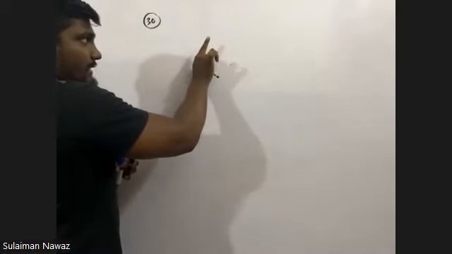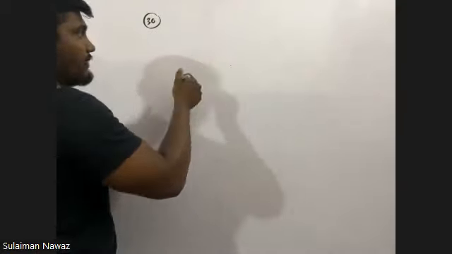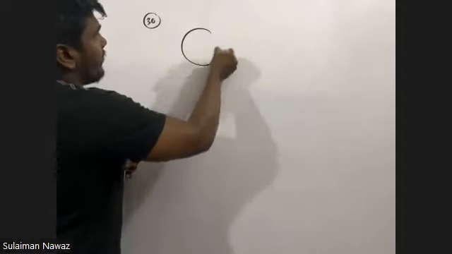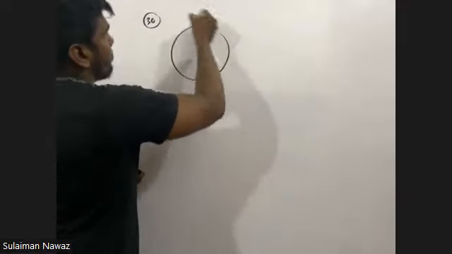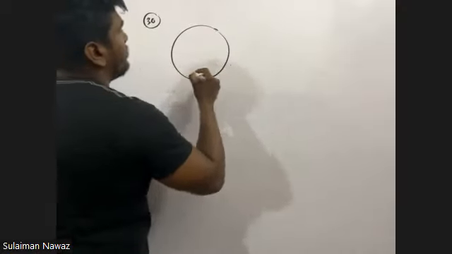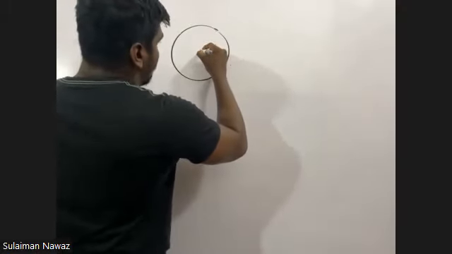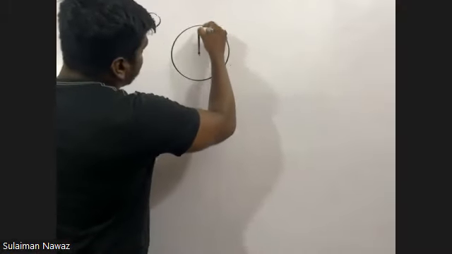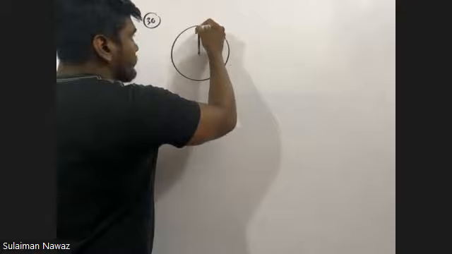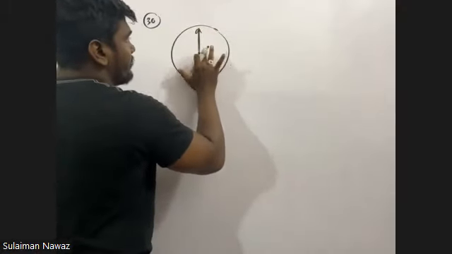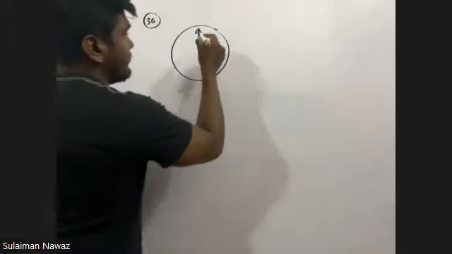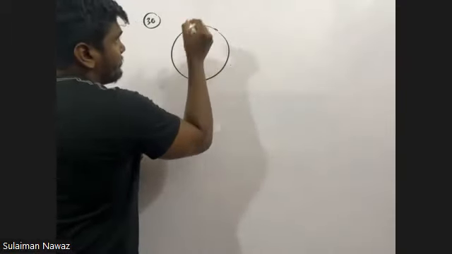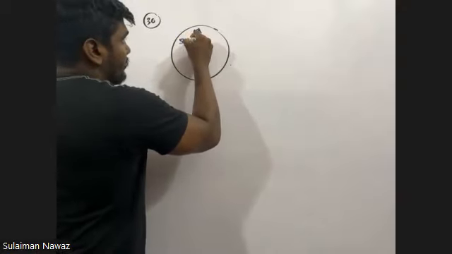Now we know that in a clock there is a second hand, a minute hand and an hour hand. So when we consider the second hand in a clock, this is my clock. Let's say initially your second hand is exactly here. And they have given the length of the second hand as how much? 5 centimeters. This is 5 centimeters.